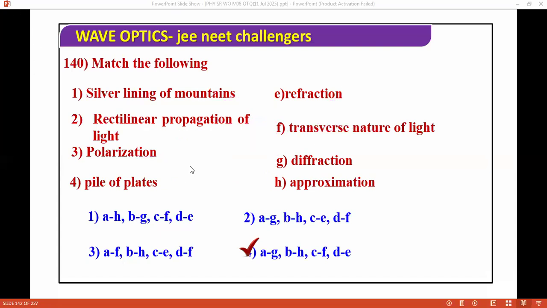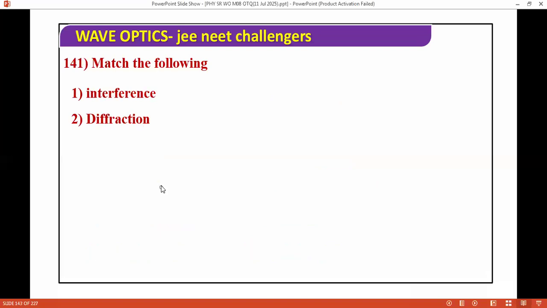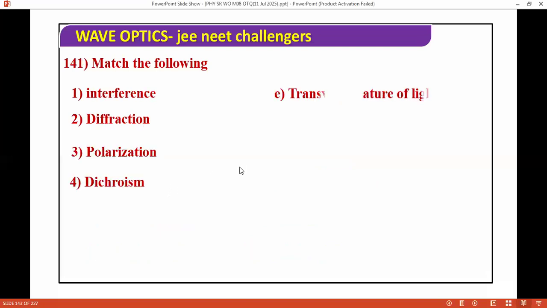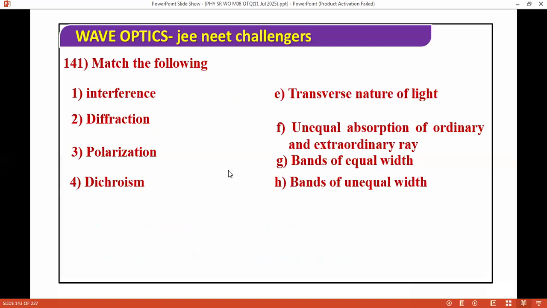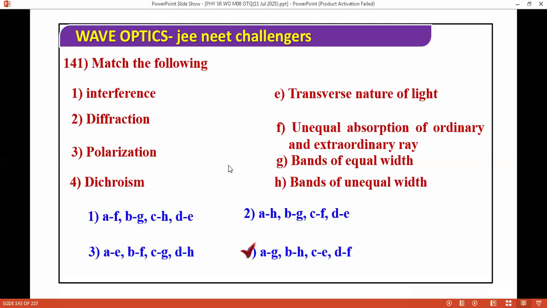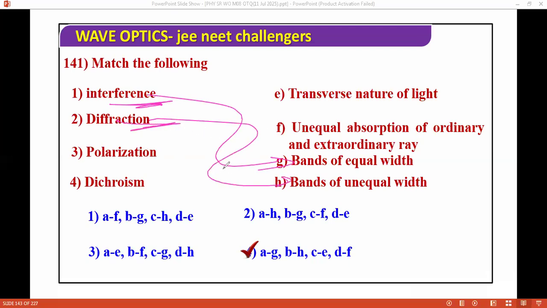Now we are moving to the next question. We have interference, diffraction, polarization, and dichroism. I already explained all these concepts. We have these options. The correct answer for this question becomes the fourth one. Interference goes to bands of equal width. Diffraction goes to bands of unequal width. Polarization goes to the transverse nature of light. Dichroism is the unequal absorption of ordinary and extraordinary rays. That is dichroism.